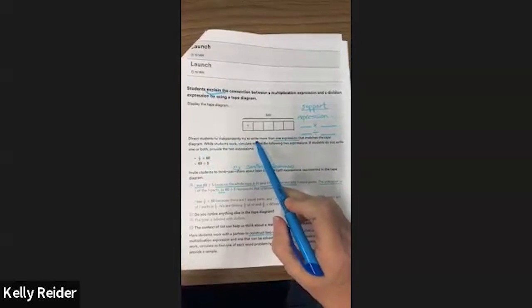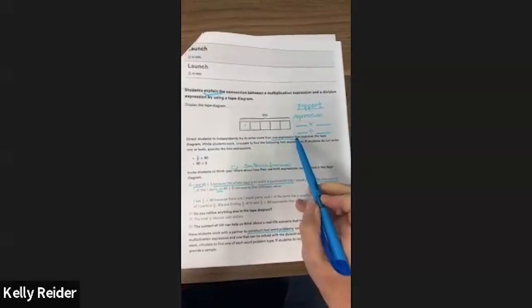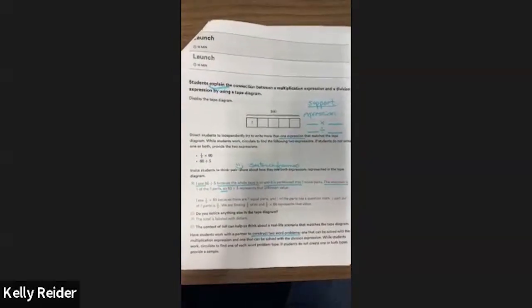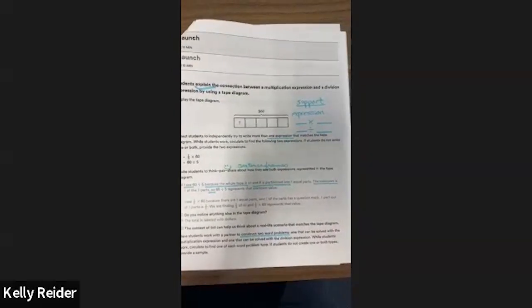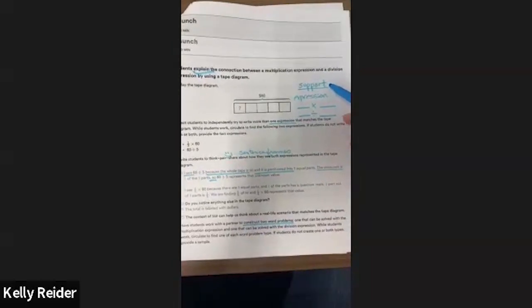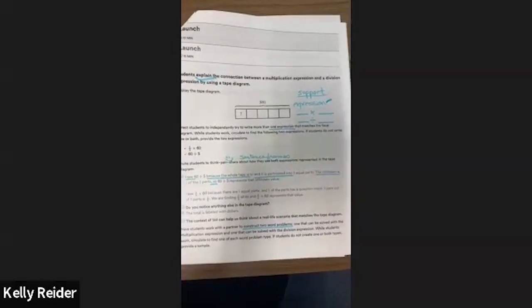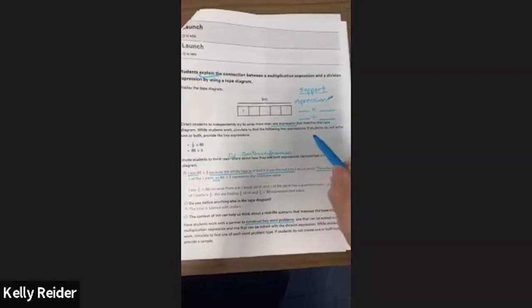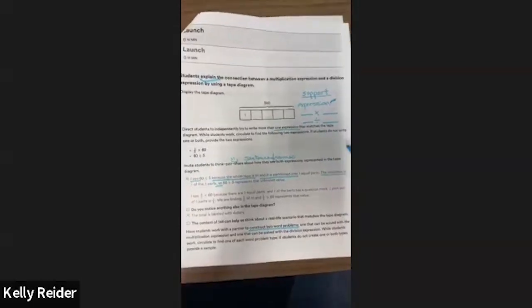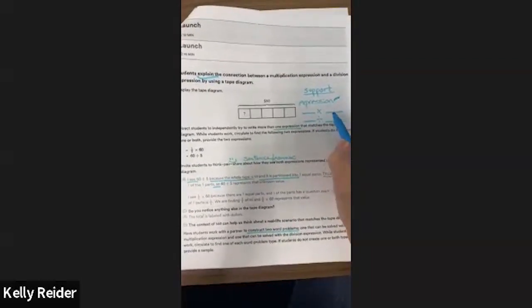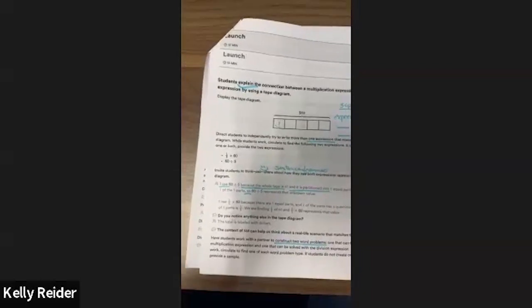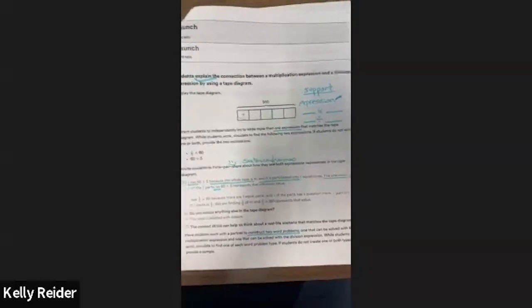Direct students to independently try to write more than one expression that matches the tape. So here's what we're looking at. We need more than one expression for this tape diagram. The support I'm putting on my anchor chart, I'm making sure they understand this word expression. And if I want them to write more than one, I'm going to explain, for example, something times something. How could you fill that up? Or it might be something divided by something. I'm giving them a little math sentence frame here.